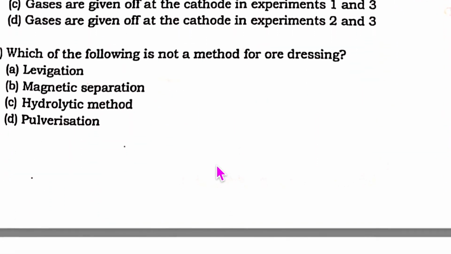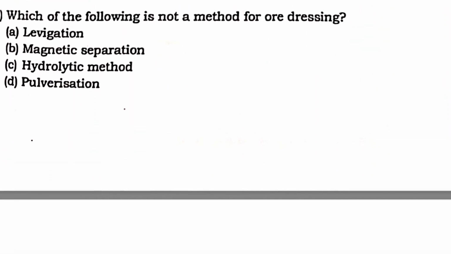We come to the second one. Second one was a little bit out of syllabus because of this term. This is to be used by pharmacists. So which is not for ore dressing is this one. Magnetic separation is for ore dressing for magnetic and non-magnetic. This is for the heavier particles, and pulverization is powdering, correct? So this one will be the odd one out.